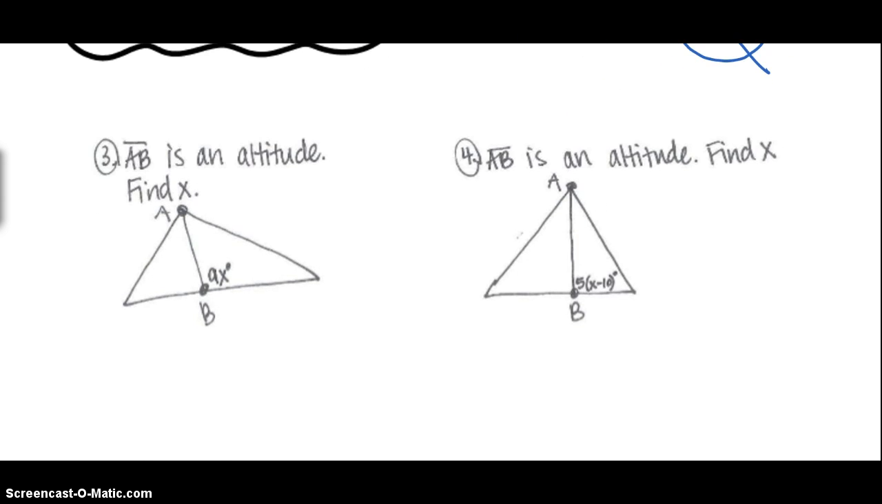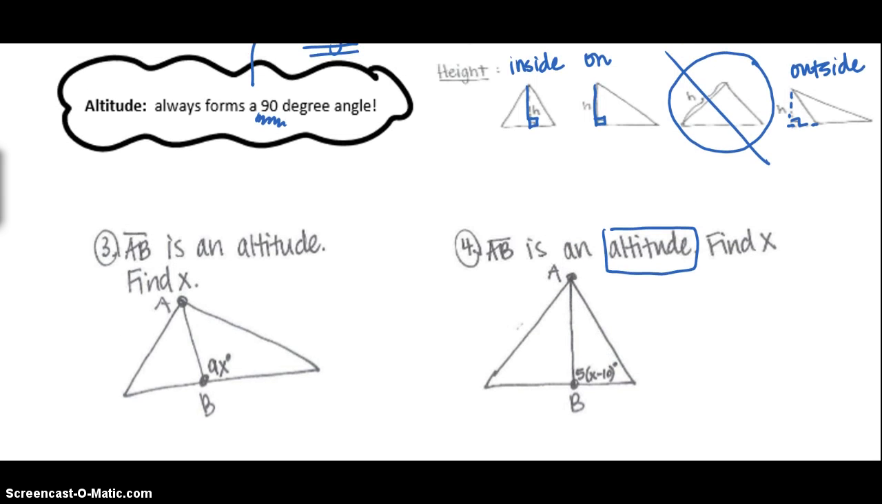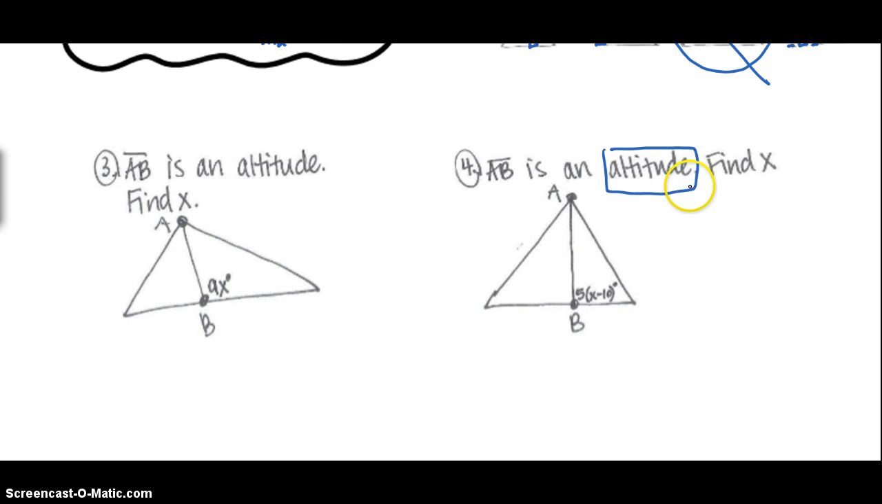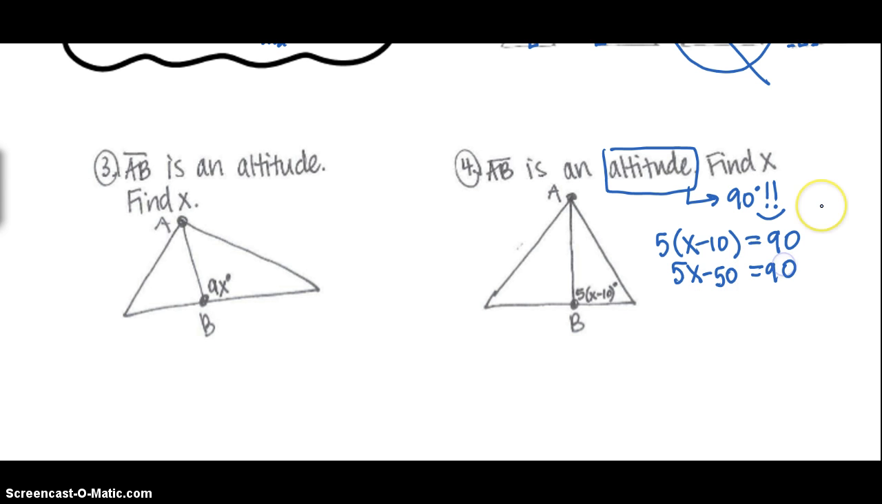So let's go down here. AB is an altitude, find x, and then the other one is AB is an altitude, find x. So let's do number 4 together. So if this is an altitude, what does an altitude form? A 90 degree angle. Okay, it's going to form a 90 degree angle. So that means 5 times x minus 10 equals 90. What do we do next here? Well, I would distribute my 5. So 5x minus 50 equals 90.